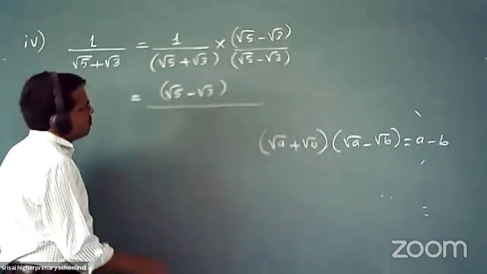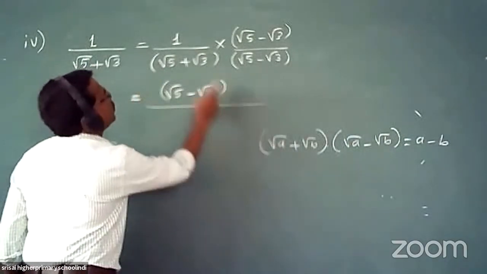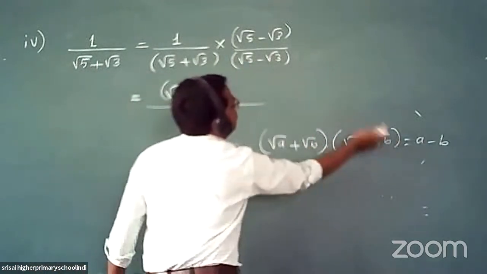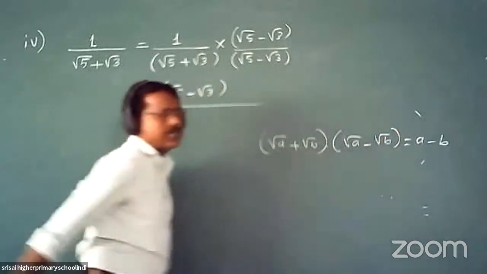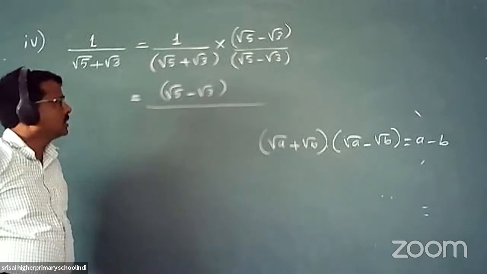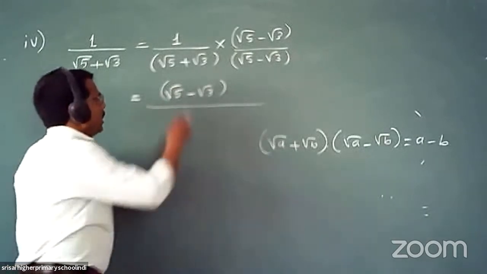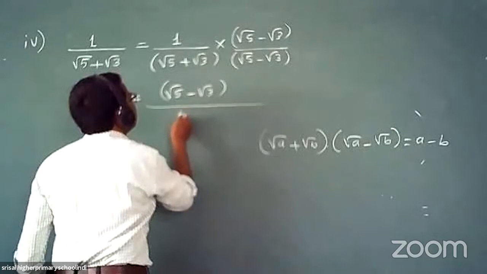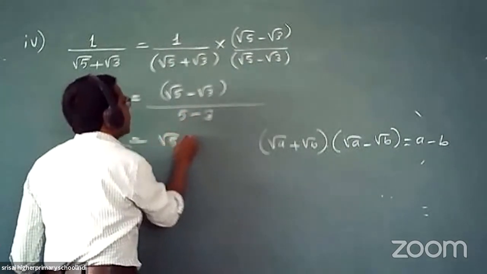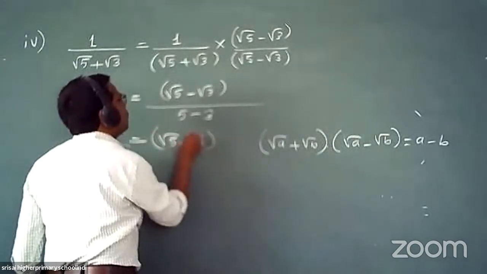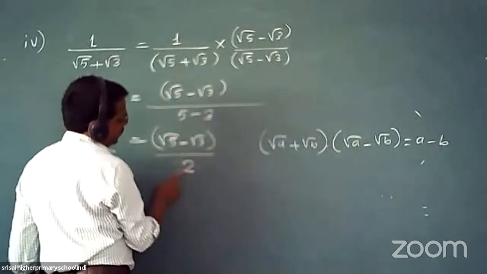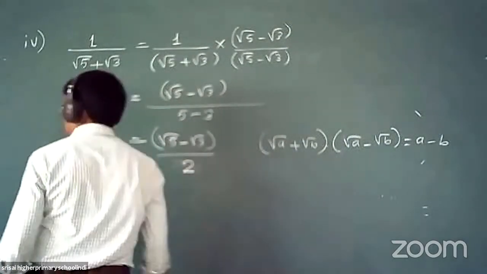Correct? So, A is 5, B is 3. So, A minus B I can write. Can we write it or not? Yes, sir. So A minus B, 5 minus 3. 5 minus 3 is how much? Square root of 5 minus square root of 3 divided by 5 minus 3, which is 2. Now the denominator became a rational number. 2 is a rational number.